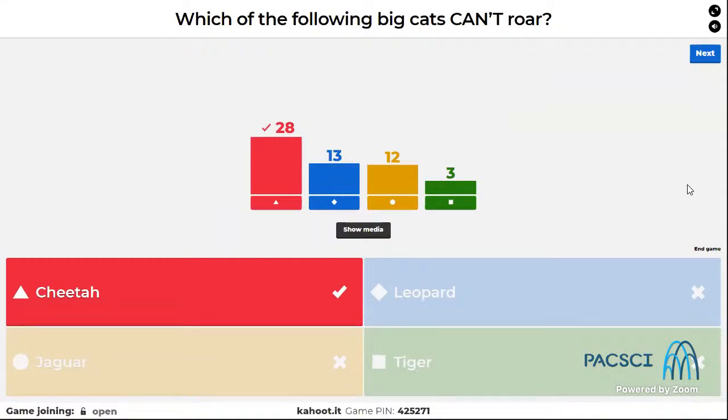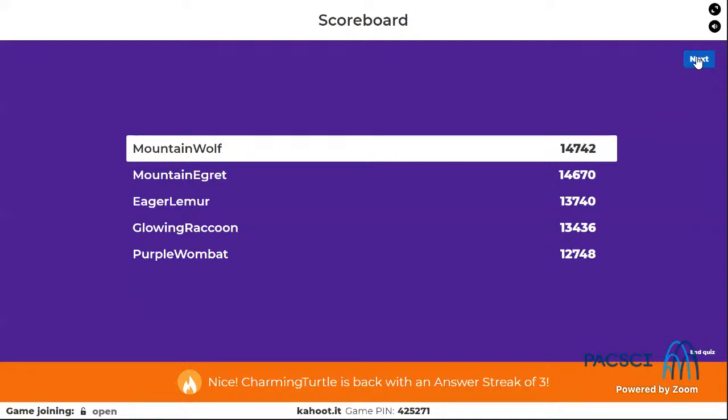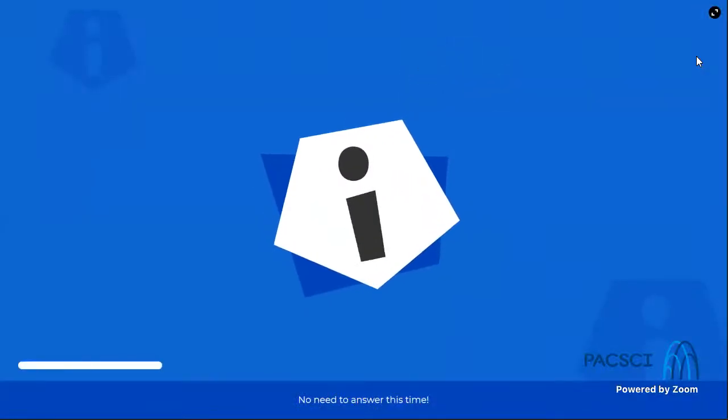It is a cheetah. Okay, I apparently was one of the few who didn't know this. Nicely done, 28 people answering correctly that it is a cheetah. After this, I'll Google search. Did that change our standings? It did not. Mountain wolf at the top. But we do have a charming turtle now, so let's see if our charming turtle is able to continue with their streak in the next question.